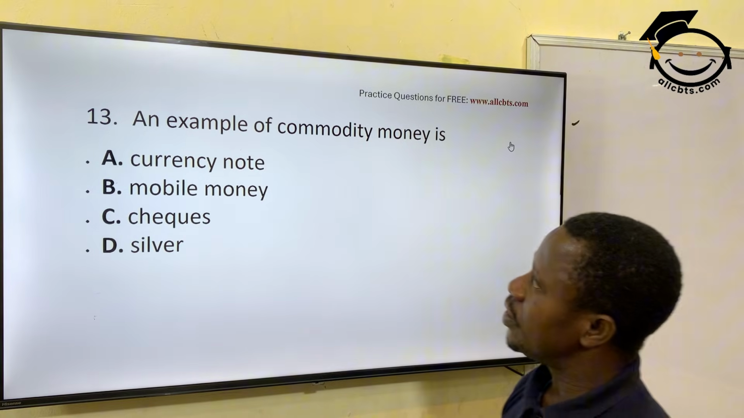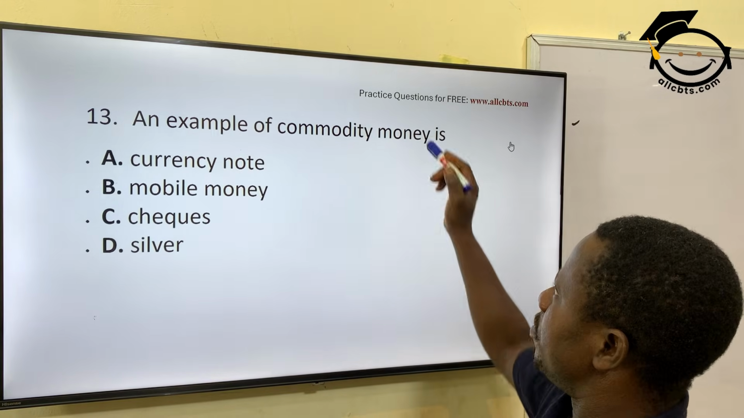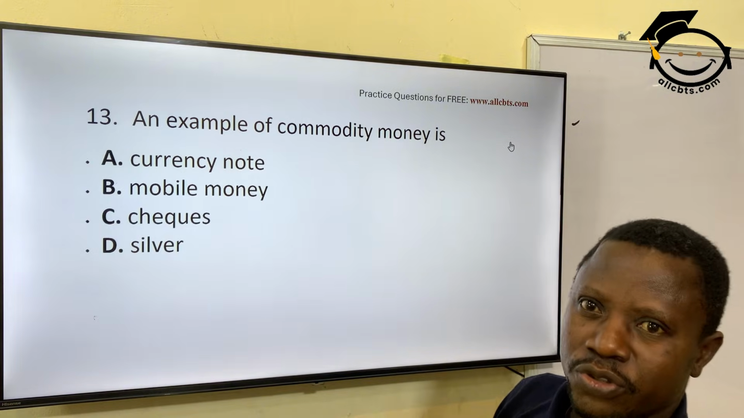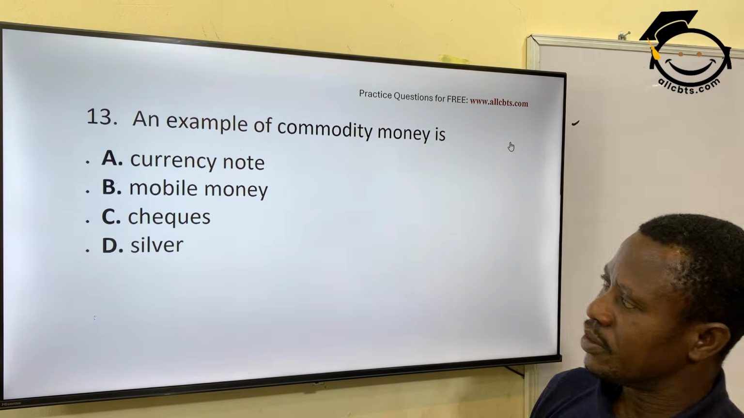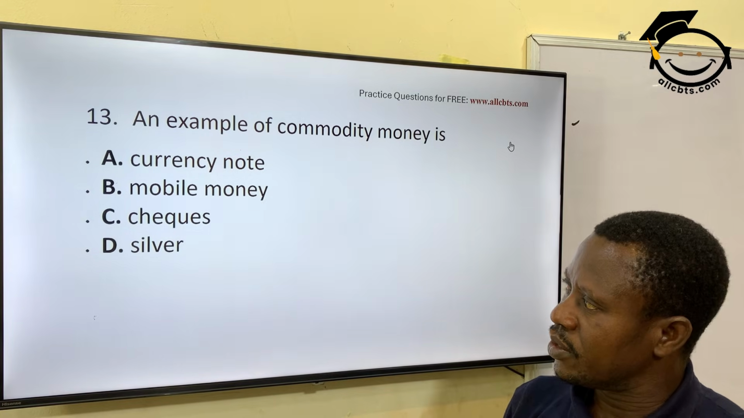An example of commodity money. Commodity money is money that's a commodity: gold, silver, and what have you. Bronze, diamond, they are commodity money. So the answer is silver. Option D is the correct answer.